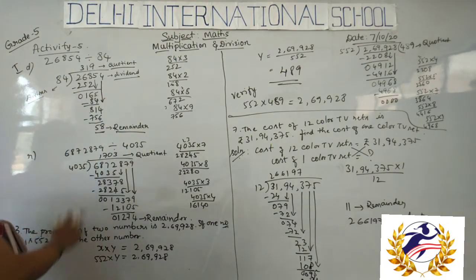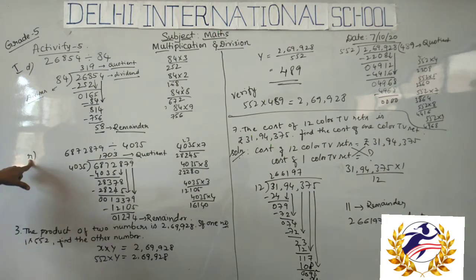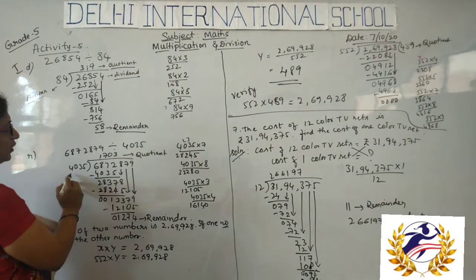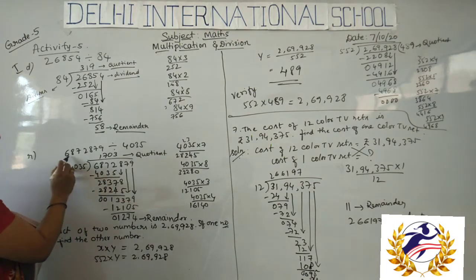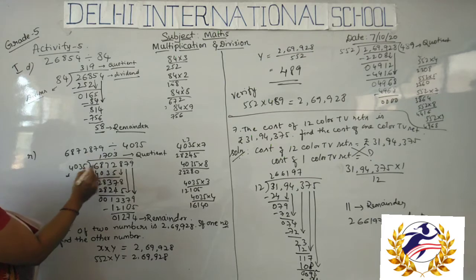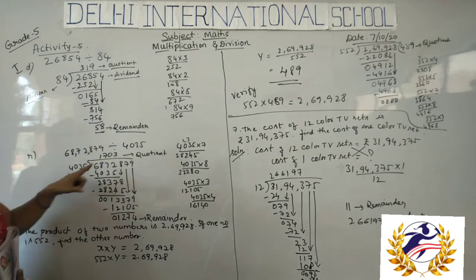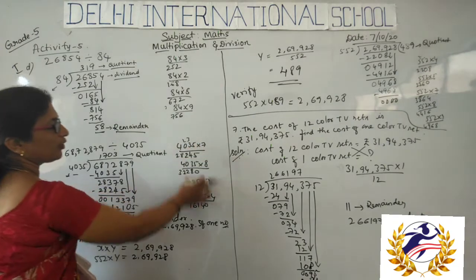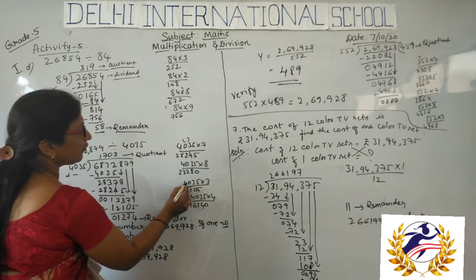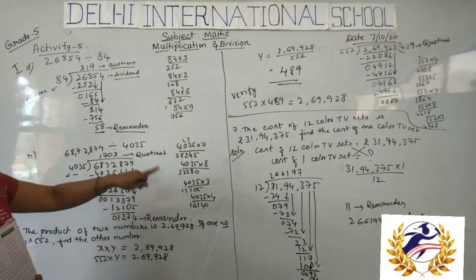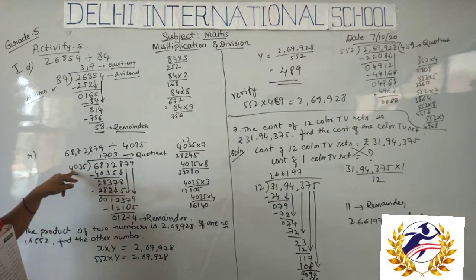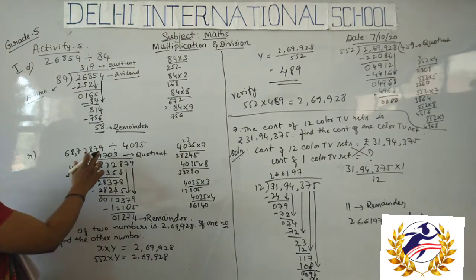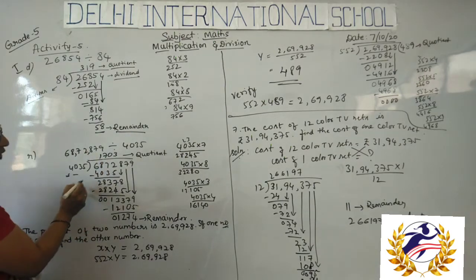One more I will show. This is the question number R I took. 4035 is the divisor and 6872879 is the dividend. When I do this division, I have to write the tables of 4035. 4035 2s is more, it becomes 8000 something. That's why I will take 4035 1s, which are 4035. I will do subtraction.